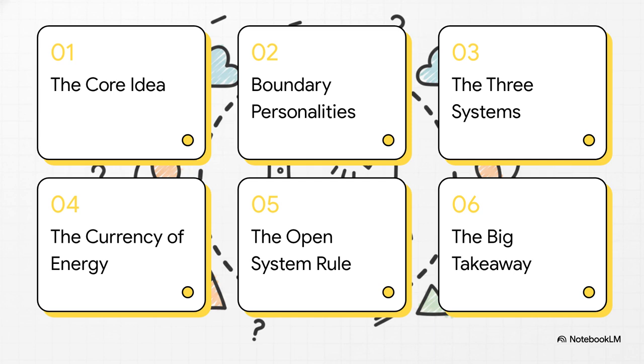So here's the plan. We'll start with the core idea of systems and surroundings. Then we'll check out the different personalities a boundary can have. After that, we'll classify the three fundamental types of systems, learn how to track the currency of energy with the first law, see how that rule changes for open systems, and then we'll wrap it all up with the big takeaway. Okay, let's get started.